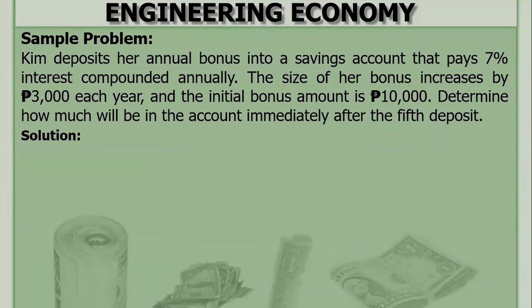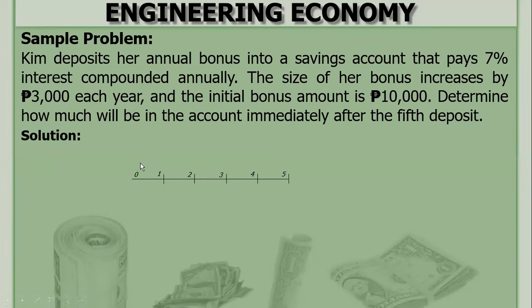Okay, let us solve this problem. Kim deposits her annual bonus into a savings account that pays 7% interest compounded annually. The size of her bonus increases by 3,000 pesos each year, and the initial bonus is 10,000 pesos. Determine how much will be in the account immediately after the fifth deposit.